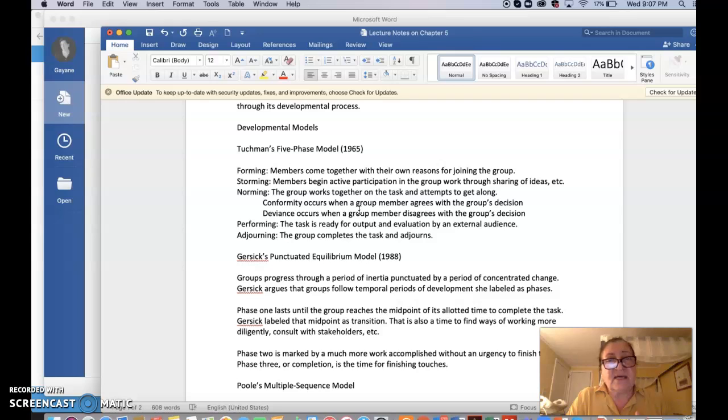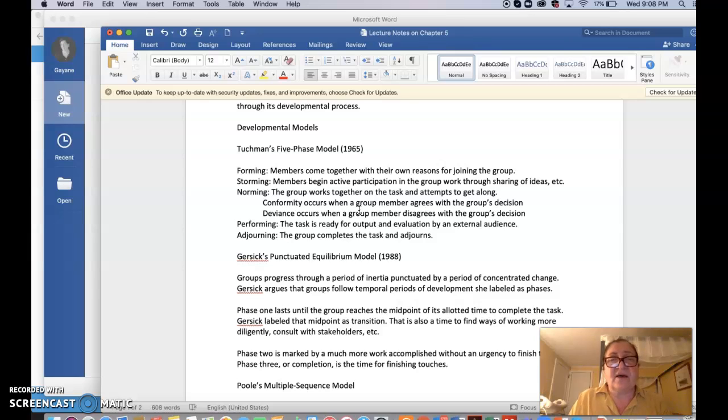The next stage is storming. Members begin active participation, so they tackle the task, bring their ideas, their talent, depending on the nature of the work they do together. It could be, let's say, a concert. It could be building something. They bring their abilities together. Norming. The third phase is norming.